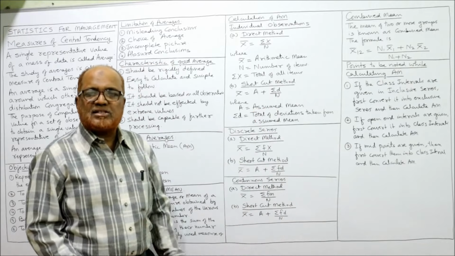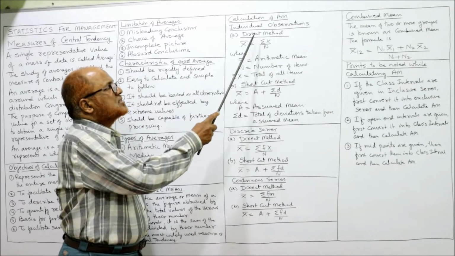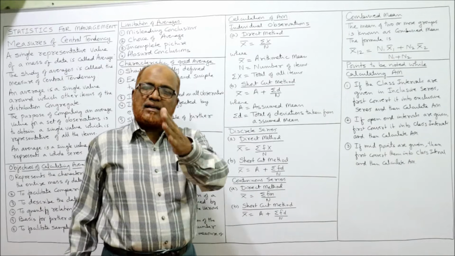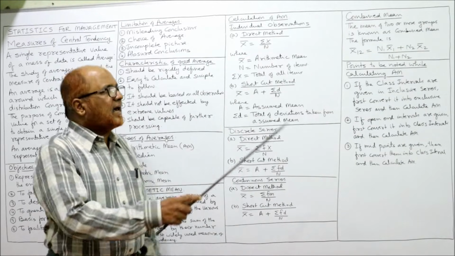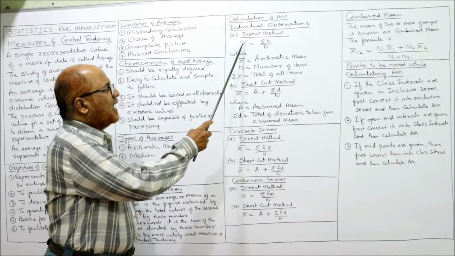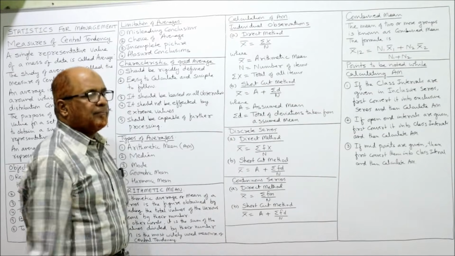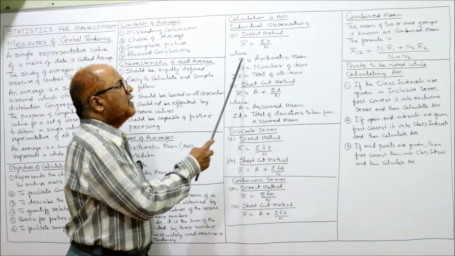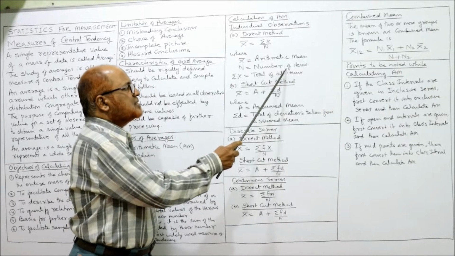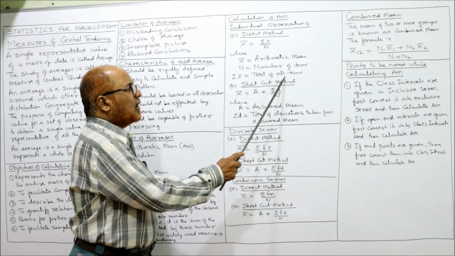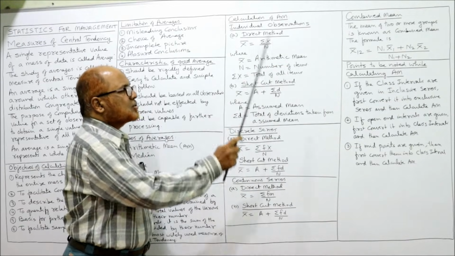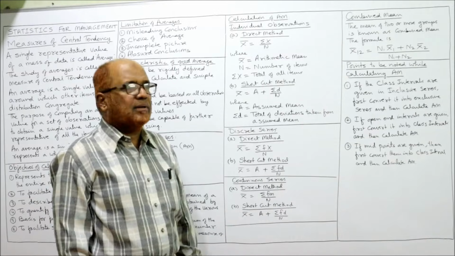So first I am explaining about individual observations, discrete series, direct method. Two methods are there, direct method and indirect method. The direct method formula is X bar. X bar is nothing but the arithmetic mean. The symbol for arithmetic mean is X bar. N is equal to number of items. Summation X is equal to total of all items. So X bar is equal to summation X by N. This is called arithmetic mean by direct method.